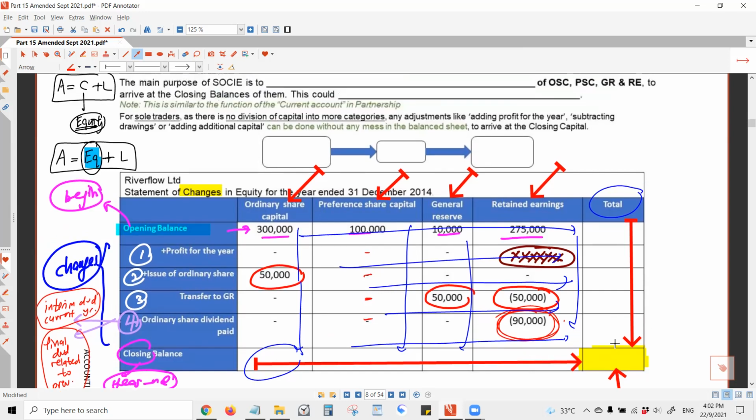Before I dismiss, you fill up the blanks here. You write income statement here. Then you write SOCIE. Then you write SOFP. Must know the sequence. Prepare income statement first, then you prepare SOCIE, then you prepare SOFP.